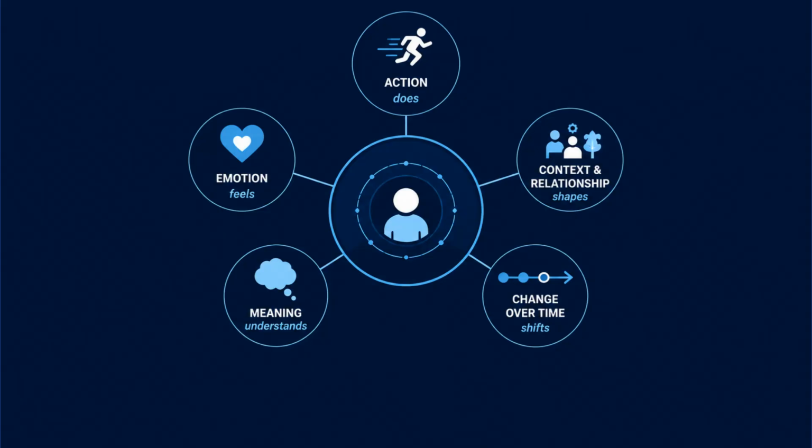Each lens asks a different question. Action asks what someone does. Emotion asks what someone feels. Context and relationship ask who or what shapes the experience. Meaning asks how the participant understands the experience. Change over time asks whether the experience shifts.